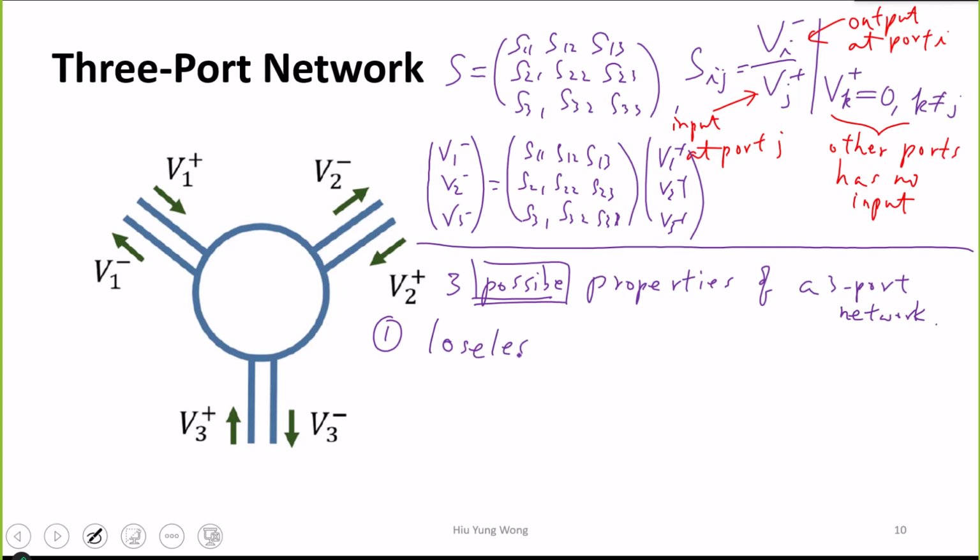Can you guess what is the meaning of lossless? Like in a circuit, when we say it's lossless, what do you think? No resistance. Yeah, so you don't lose energy. Yeah, it can still be reflected, right? So lossless means that this is a unitary matrix. We have learned about unitary gates before, right?